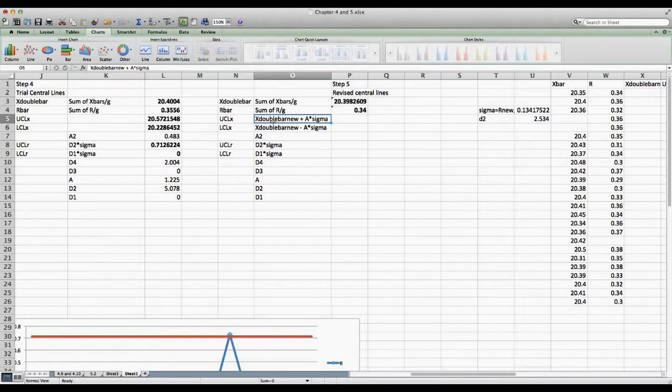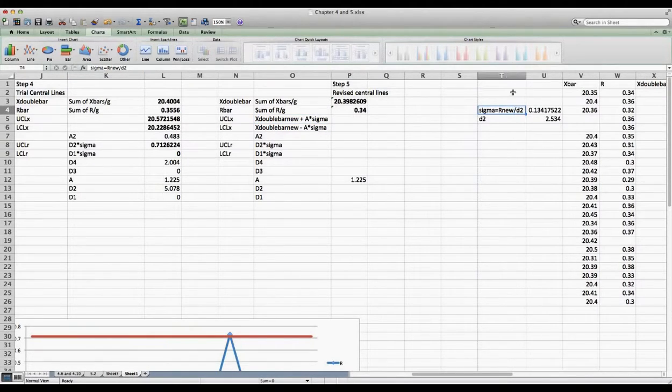We now have this X double bar new value. That's the one right here. Now we need to look up a new constant, A. I put it in over here, 1.225. And we need this sigma value. We don't have sigma. Again, sigma is the standard deviation of a population. We only have a sample. So we have a formula over here.